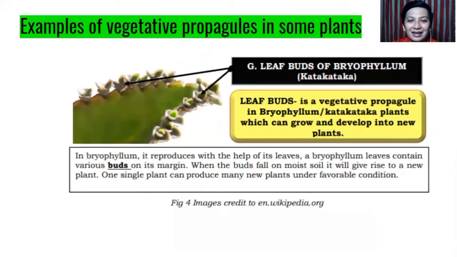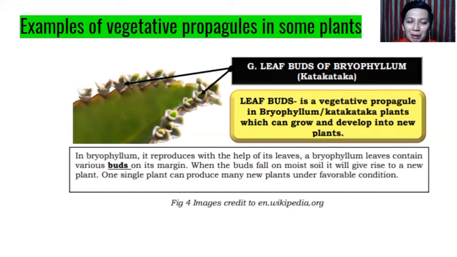Okay, and then letter G, leaf buds of Bryophyllum or Katakataka leaves. So leaf buds, it is a vegetative propagule in Bryophyllum or Katakataka plants which can grow and develop into new plants. So it reproduces with the help of its leaves. A Bryophyllum leaf contains various buds on its margin. When the buds fall on moist soil, it will give rise to a new plant. One single plant can produce many new plants under favorable conditions.